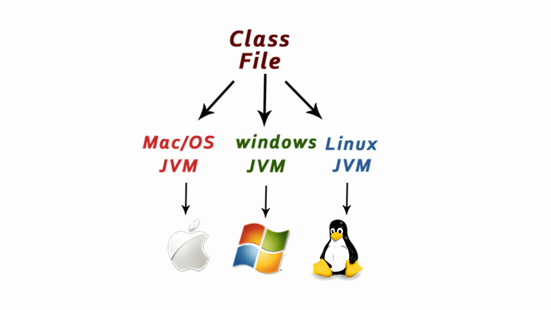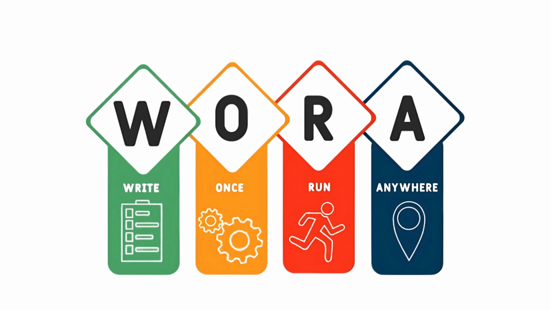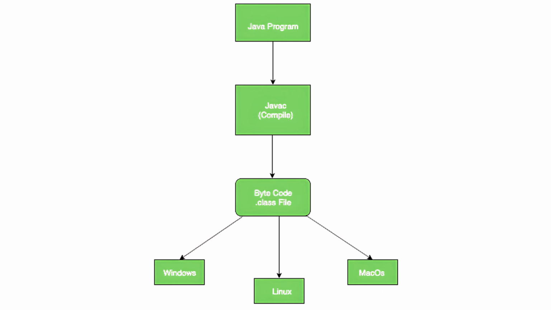JVM works on Windows, Mac, Linux, anywhere. That's why Java programs are known for write once, run anywhere. This is your first program. You typed the instructions, the compiler converted them, the JVM ran them, and the computer said hello world.